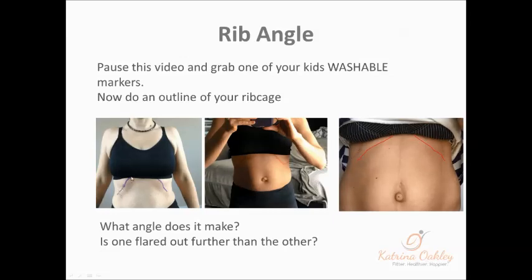So here you can see, this is my one. You can see it's nearly 90. I would say one of them is flared out a little bit further than the other. In this rib cage here, you can see it's wider than 90, probably about 110. And this one's even wider still. Okay. I want you to check what is the angle that your ribs make, and is one flared out further than the other?